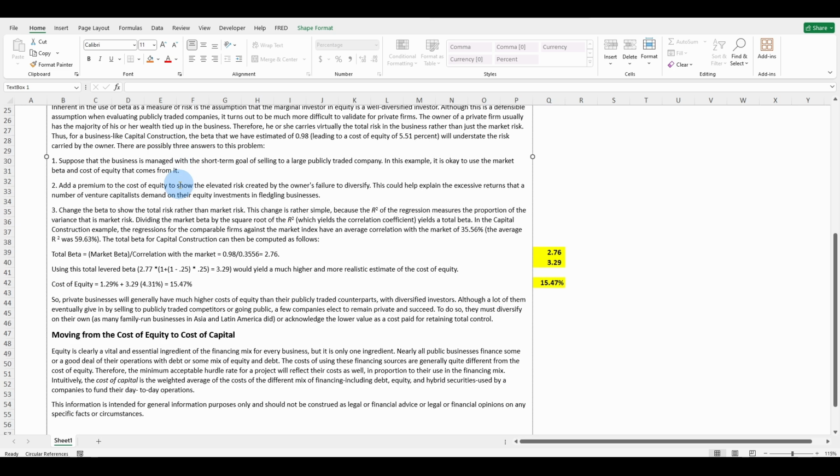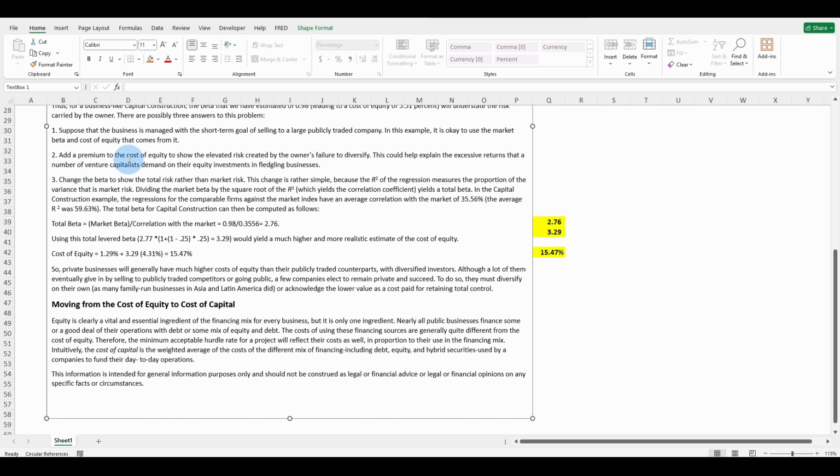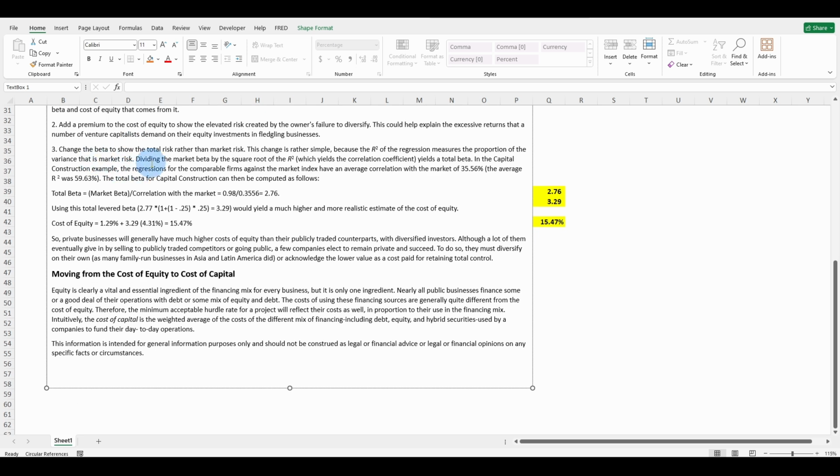There are three possible answers to this problem. Suppose that the business is managed with the short-term goal of selling it to a larger publicly traded company. In this example, it's okay to use the market beta and the cost of equity that comes with it. Alternatively, add a premium to the cost of equity to show the elevated risk created by the owner's failure to diversify. This could help explain the excessive returns that a number of venture capitalists demand on their equity investment in fledgling businesses. The third option is to change the beta to show the total risk rather than market risk.